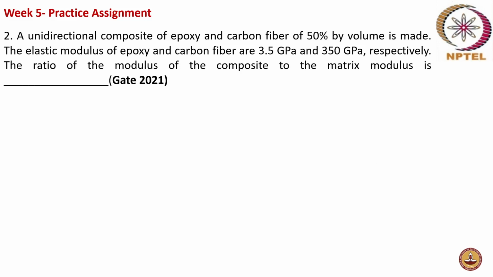A unidirectional composite of epoxy and carbon fiber, 50% by volume, is made. The elastic moduli of epoxy and carbon fiber are 3.5 gigapascal and 350 gigapascal respectively. What is the ratio of the modulus of the composite to the matrix modulus? This is a GATE 2021 question. So how to go about this? What information do you have and how can you arrive at the required answer?